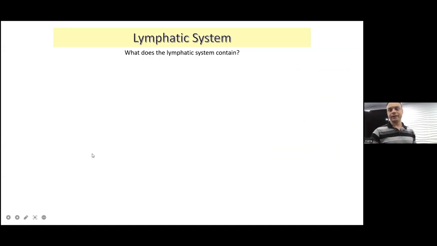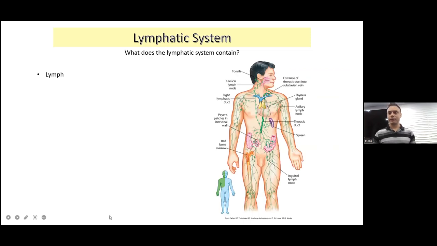So our next system here is going to be the lymphatic system. So what exactly is your lymphatic system? What is it composed of? What does it basically do for us? So our lymphatic system is composed of lymphatic vessels, lymphatic structures and organs like your spleen and thymus, as well as lymph fluid, right?